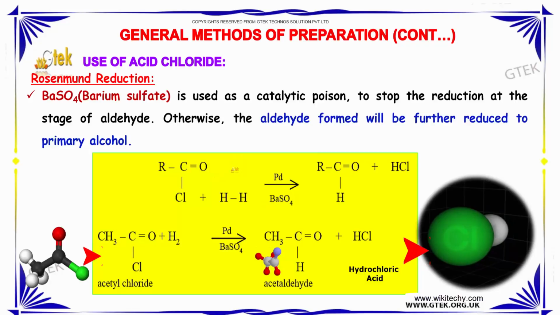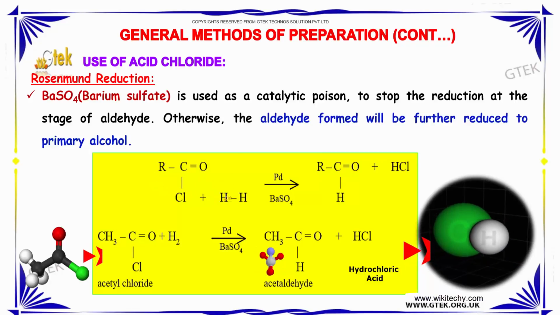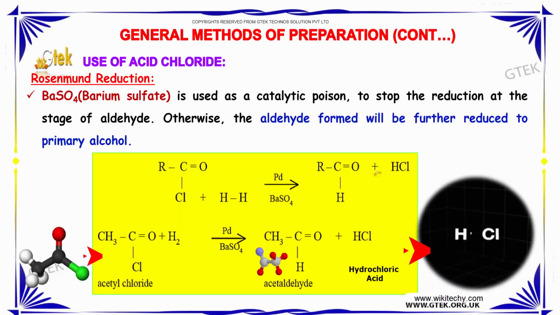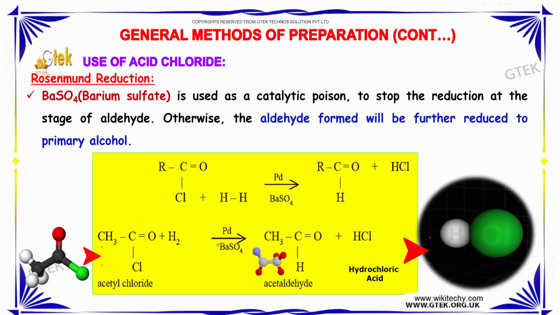If we take an acid chloride here and hydrogenate it in the presence of palladium and barium sulfate, we obtain an aldehyde and hydrochloric acid as the byproduct. Similarly, with acetyl chloride under the same conditions, we obtain acetaldehyde and hydrochloric acid.